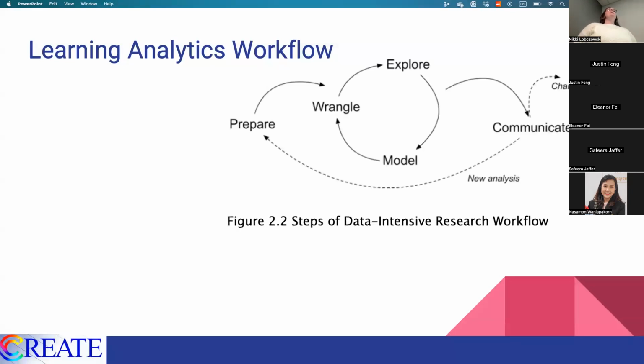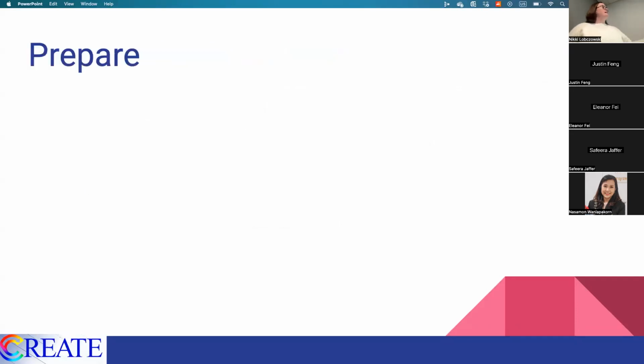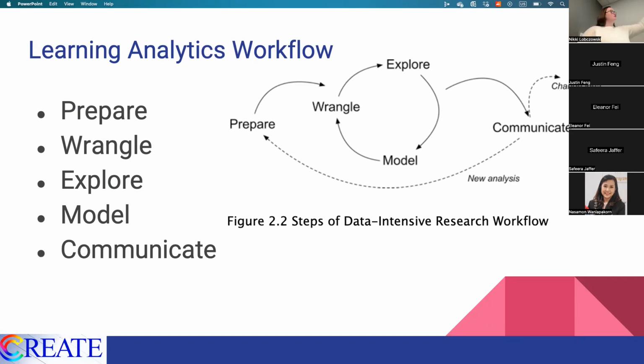So the first thing is to think about the learning analytics workflow. And this data, and I'll put the citation on a second, kind of shows the process of how we get from the data to the results, or to the articles, to the writing. So the first thing we want to do is prepare. I'm going to go over all of these. Then we're going to wrangle the data. We're going to explore. We're going to model the data and then communicate. And you can see it doesn't necessarily happen in a straightforward way. There's always kind of circling back. We might find some things that we need to look at differently, etc.